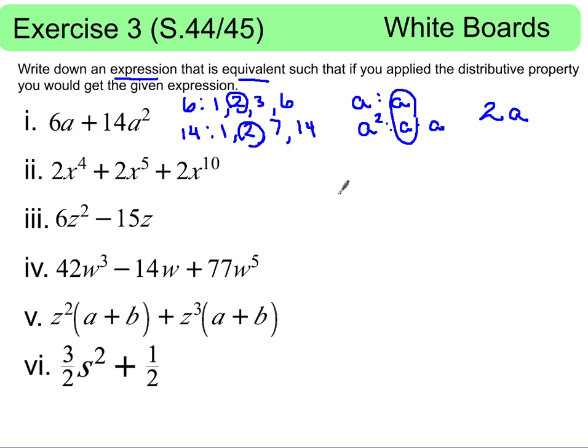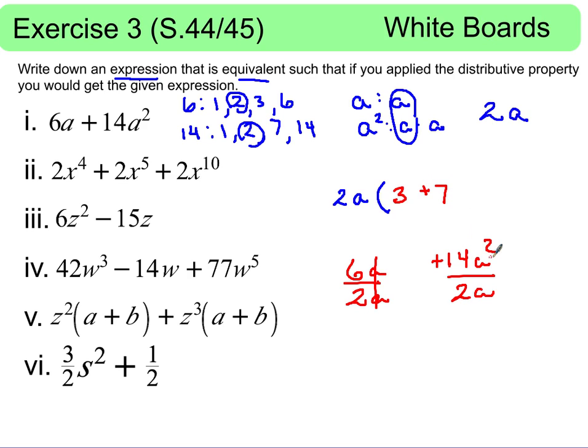So if I know that 2A is the greatest common factor of 6A plus 14A squared, I can take this 2A, divide it into 6A. So mentally the student is thinking this: 6A divided by 2A, so the A's would cancel, and 6 divided by 2 is 3. Likewise, if I did my positive 14A squared, divided that by 2A, 14 divided by 2 is 7. Here's an A squared and an A to the first.